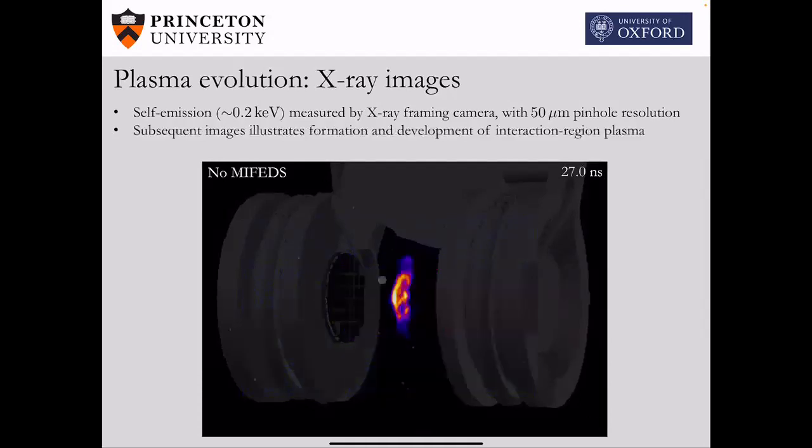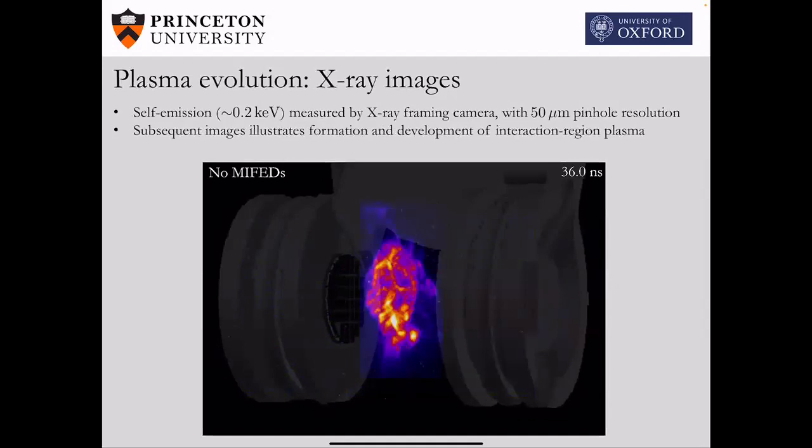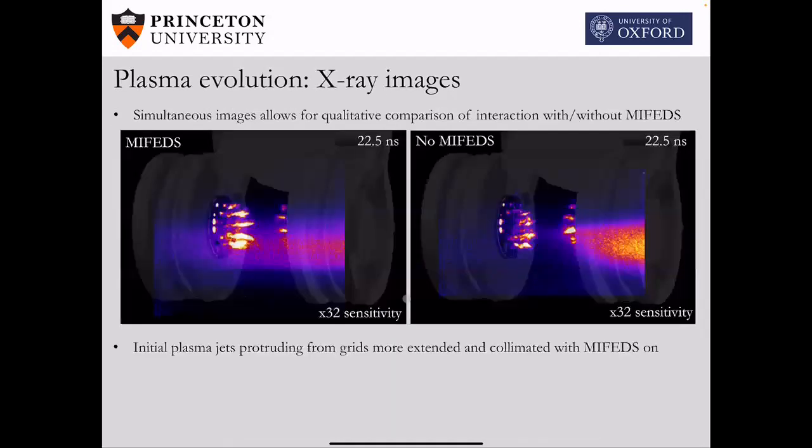Then subsequent to the collision of the two jets, at 27 nanoseconds, we begin to see the formation of the interaction region plasma again, and then its subsequent development. The nice thing about doing it from a slight angle is that you get a better view of the whole plasma, and you can see the turbulent fluctuations a bit more clearly, and the whole region then expands to this very large region by late times. So those are the no MIFEDs images.